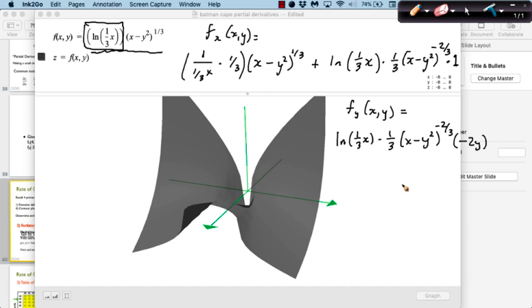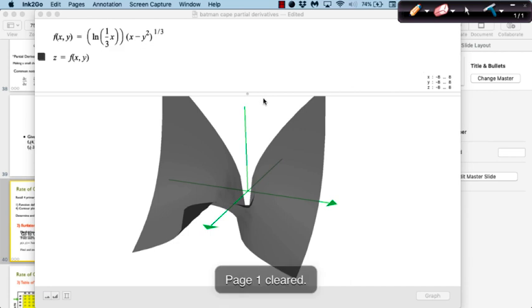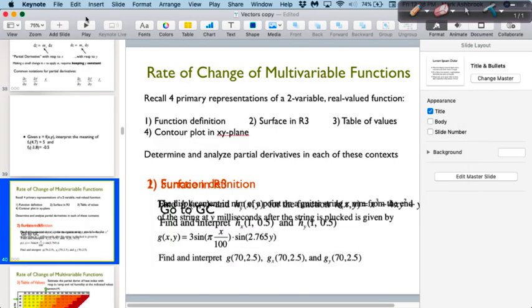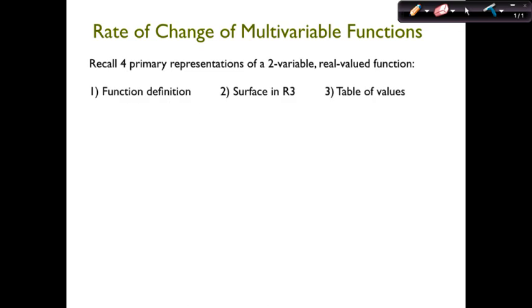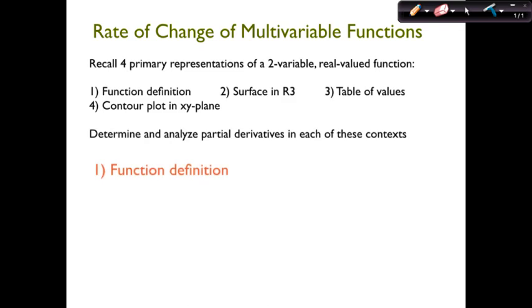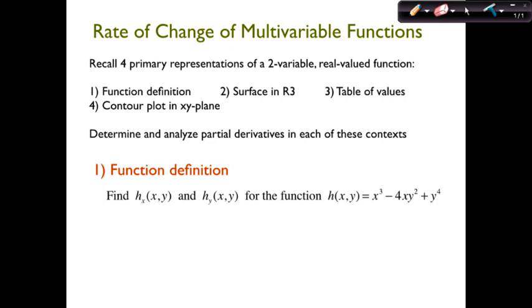Agree? Make sense? Okay. So in WebWork, you'll have more practice of these, maybe a few harder ones, but you're going to follow all the same rules you did before. The other variable, you have to just treat it as a constant. That's the name of the game. Any questions on this? Okay, so back to here. These should be easy now. Find the partial with respect to x for function h, and the partial with respect to y.